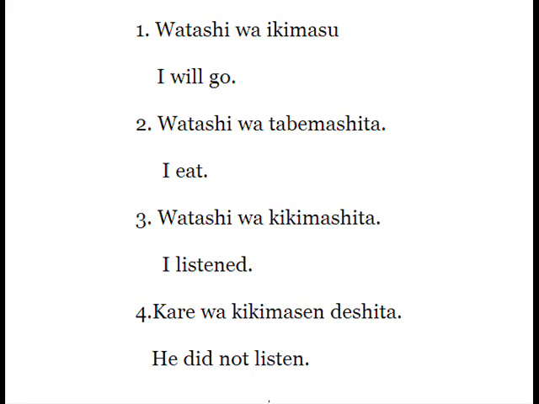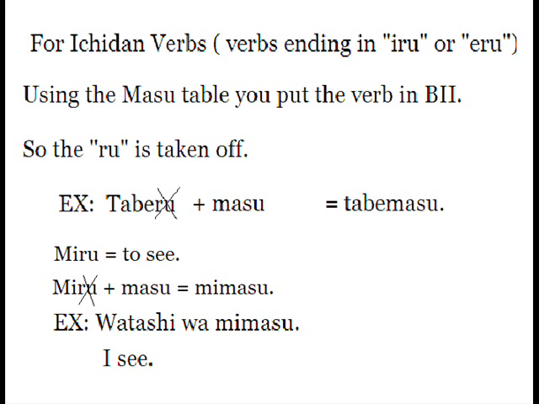When you're using the masu box, you'll just take off the ru on the end of the verb. So if you said taberu in the masu form, you would have tabemasu. You would just take off the ru and put the masu on the end. And for miru, it'd be mimasu. So for example, if you wanted to say I see, you say watashi wa mimasu. Now that's saying I will see or I see.